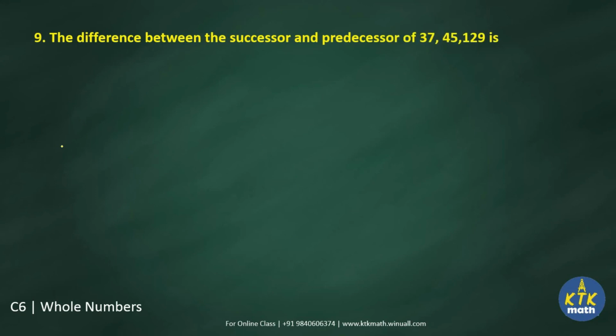The difference between the successor and predecessor of 37,45,129. So here, as I told you in our very first question, the difference between the successor and predecessor of a number, in generalized form, they asked in our first question. I hope you followed that one. Here they are mentioning some number. I told you in such a case, it is always going to be 2 only. The successor and predecessor difference is always going to be 2 for any number. So you can just directly pick that.